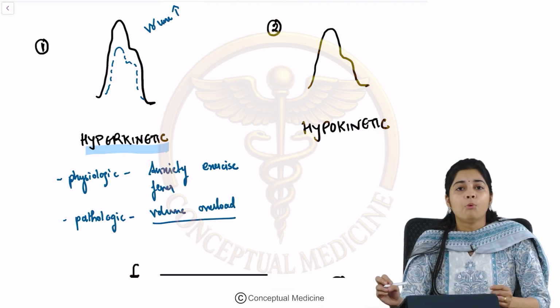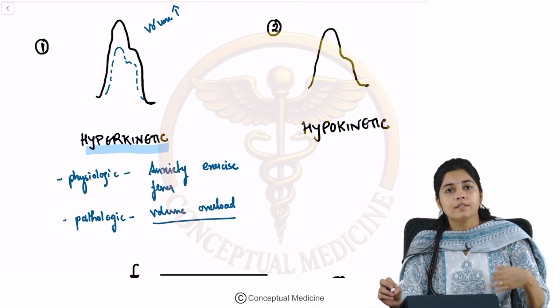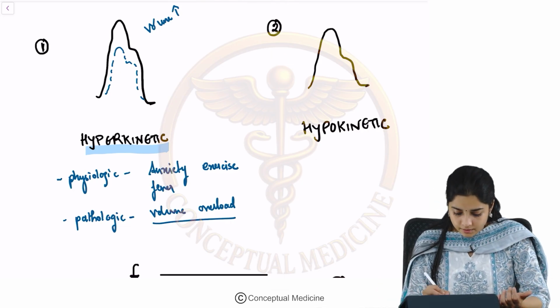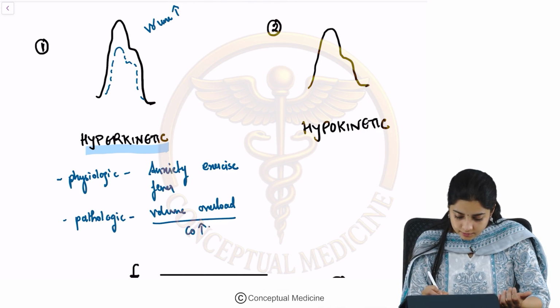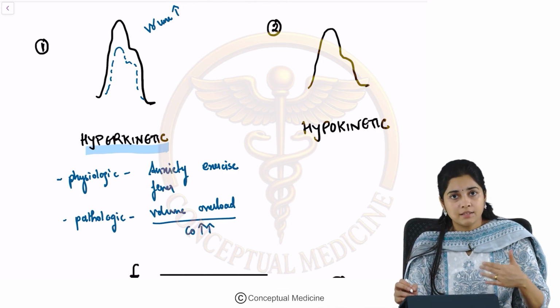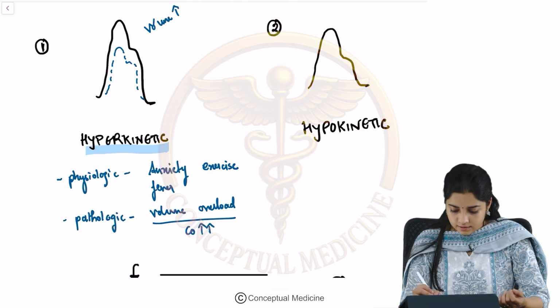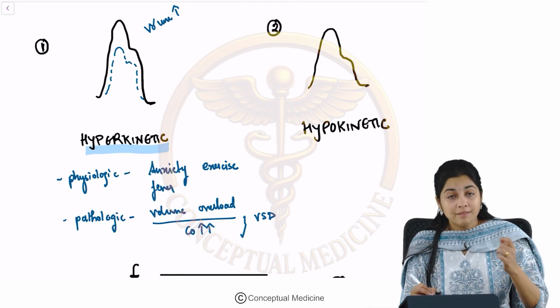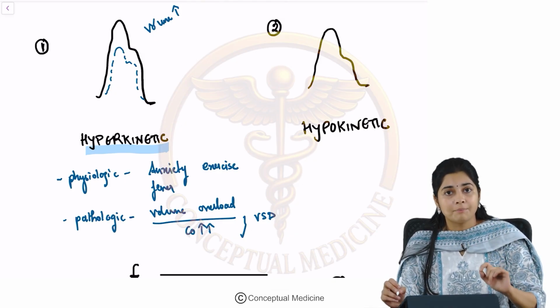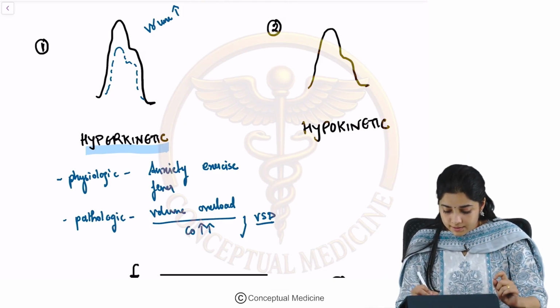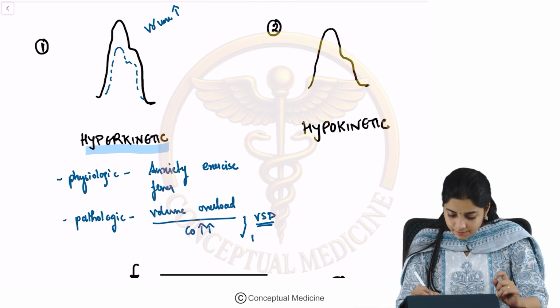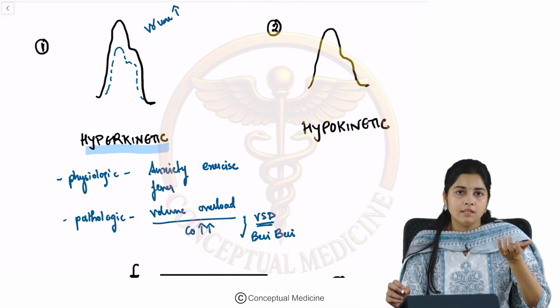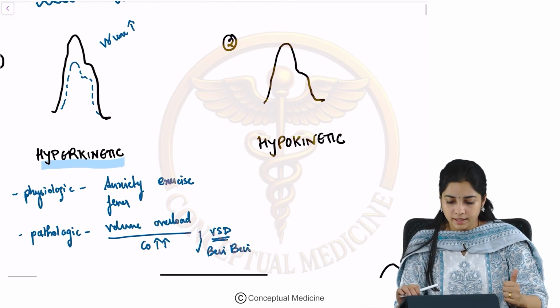Wherever there is a volume overload state, or in conditions where the cardiac output is increased, you can see a hyperkinetic pulse. This can be seen in conditions like a ventricular septal defect, or in conditions like beriberi, where there is a high output cardiac failure. You can see a hyperkinetic pulse. So that is about the hyperkinetic pulse.